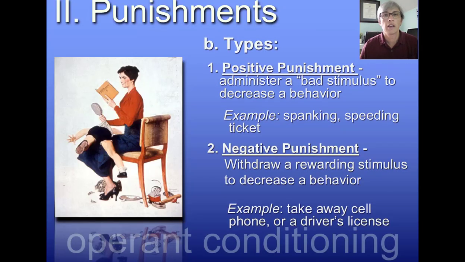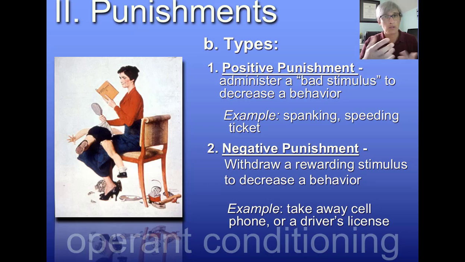Now, just like reinforcement, there are positive punishment and negative punishment. Now, how can you say there's positive punishment? You have to keep in mind that the ultimate goal is to weaken a response. So positive means we're adding something to decrease a behavior. So administer a bad stimulus in order to get the bad behavior to stop. Spanking is an example. We add a speeding ticket to the speeder because that's unpleasant too.